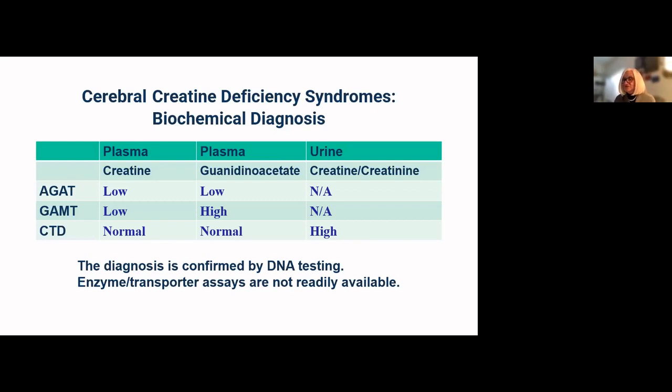The diagnosis is usually confirmed by DNA testing. Enzyme or transporter assays are not readily available on a clinical basis.